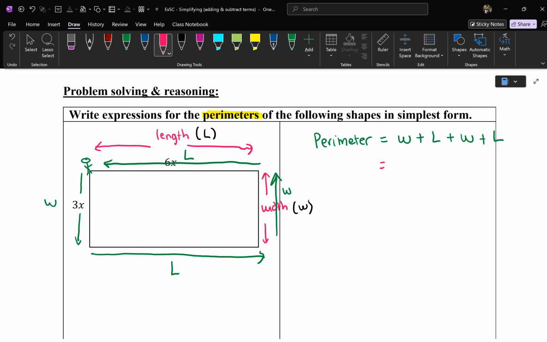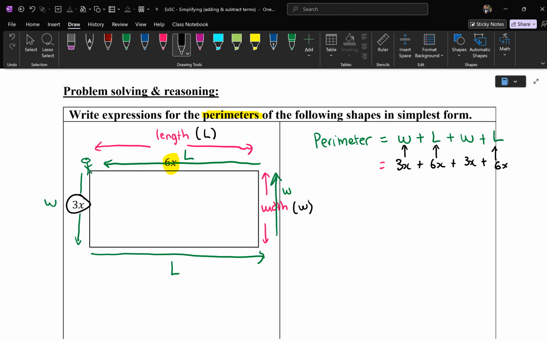But notice the question. What is my length equal to? It is L, but notice there on the diagram it actually says 6x. That's how far it is. So what I can do is using my exercise 5B, I can replace each L with a 6x. And if you look at the width, the width is 3x. So that means each one now can be replaced.